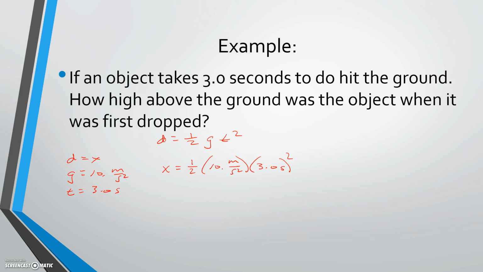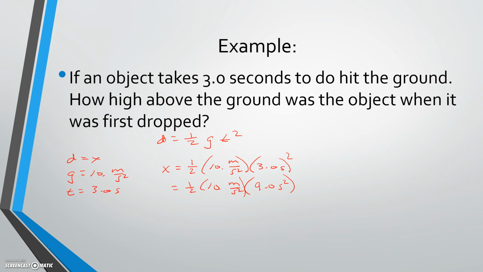So we know from our PEMDAS rules, the first thing we'll do is take care of our exponents, and then we'll do the multiplying afterwards. So we've got 1/2 times 10 meters per second squared times 3.0 seconds squared. So we're going to square the 3. That gives us 9.0. And we're also going to square the seconds. So that's going to give us seconds squared. Notice that this time, our seconds squared are going to cancel out, and we're going to be left with meters.